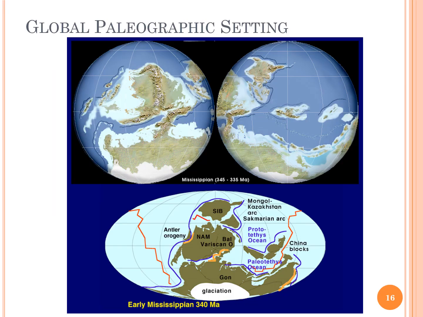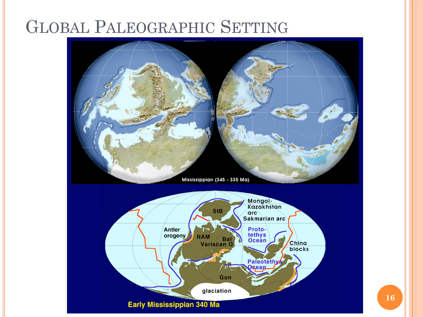So let's take a look at the global paleogeographic setting during the time when the Indiana limestone would have been deposited. What we have here is a map of the globe, front and back side, above, and below we have a map of the continental fragments that would have existed during the Mississippian about 340 million years ago. Now, most of you are familiar with the concept of plate tectonics, that being that the pieces of the Earth, the continents, have moved around on the surface over its 4.5 billion year history. So this is what the world looked like 340 million years ago when the Indiana limestone was being deposited.